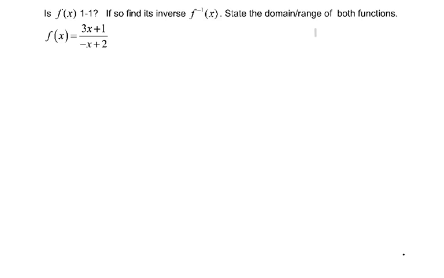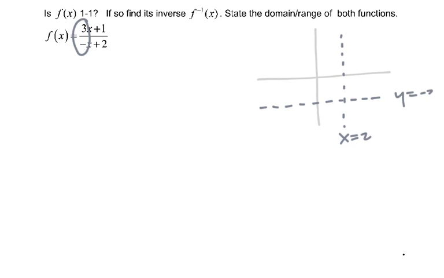So we have a rational function here. This rational function has two asymptotes. It has a vertical asymptote at x equals positive 2 and a horizontal asymptote at y equals -3.